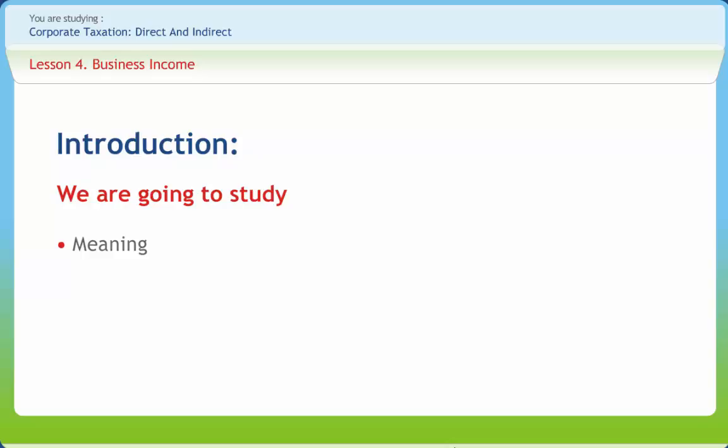Income under this head must follow these conditions. There must be a business or profession. Business or profession is being carried by assessee. Business or profession has been carried out by assessee in assessment year for which income tax is filing.